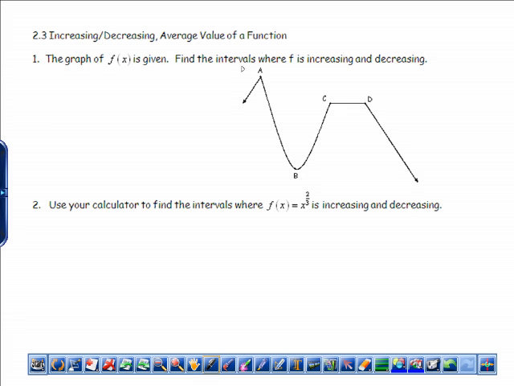So the graph of f of x is given. This is the graph of f of x. It's a piecewise function. You can see something that looks like a parabola, a horizontal line, some other lines. And I want you to tell me where the intervals of f are increasing and decreasing. These are just the y values. When you think of f, just think the range or the y. Where is the y increasing?